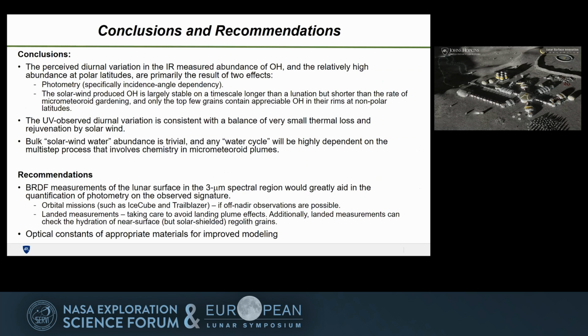So these are the conclusions. I'll just go over the recommendations to resolve this or to truly determine if this is the case. We can do this potentially through remote sensing, through bidirectional reflectance distribution measurements of the lunar surface in the 3 micron region, through orbital missions such as IceCube and Trailblazer that can look off nadir. Also, landed measurements, taking care to avoid landing plume effects that can scour the surface, are another way to potentially check the hydration of the surface and even the near surface. And of course, you need optical constants for appropriate materials.